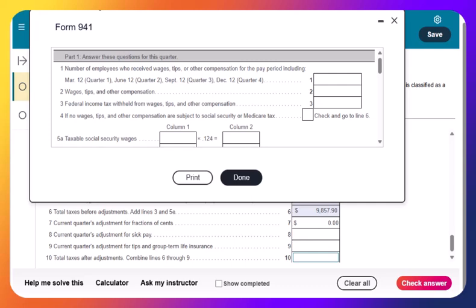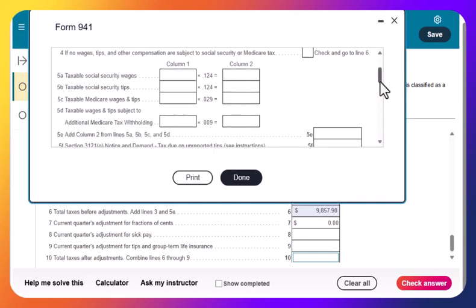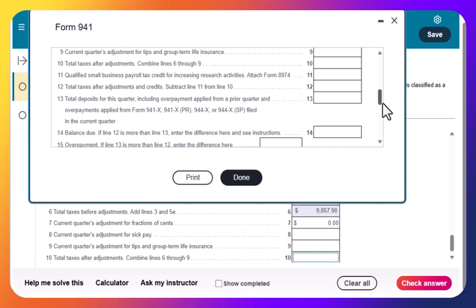It's comparing your taxes calculated by this form, this amount here, $9,857.90, and it's going to compare that with what we actually paid, which is line 13. So we can't see that quite yet in the problem because we haven't gotten to that portion here, but this here, line 13, is the total deposits for this quarter, including overpayment applied from prior quarter, and overpayments applied from the form 941X, etc., in the current quarter.